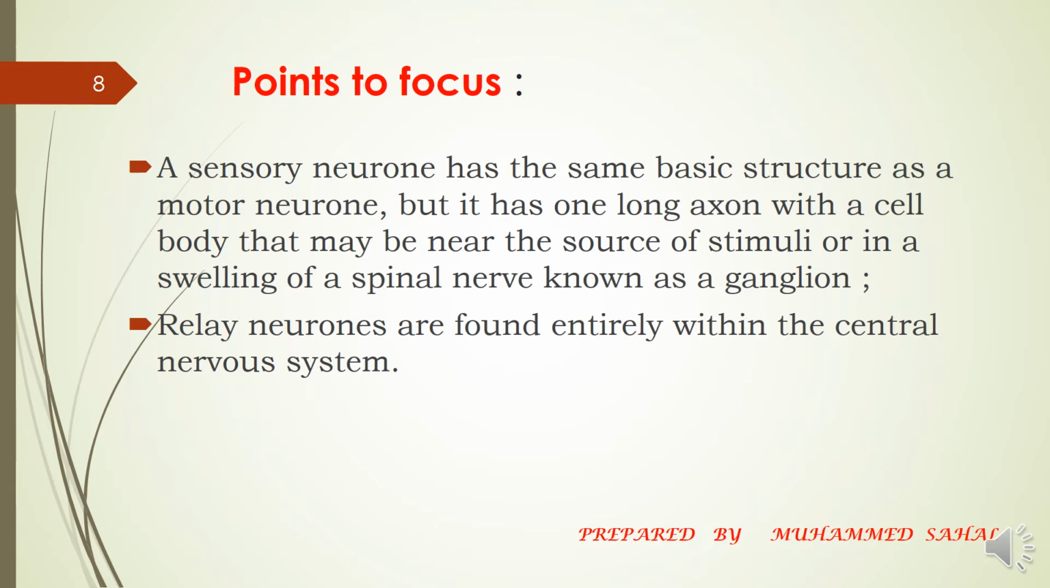Points to focus. A sensory neuron has the same basic structure as a motor neuron, but it has one long axon with a cell body that may be near the source of stimuli or in swelling of a spinal nerve known as a ganglion. Relay neurons are found entirely within the central nervous system.